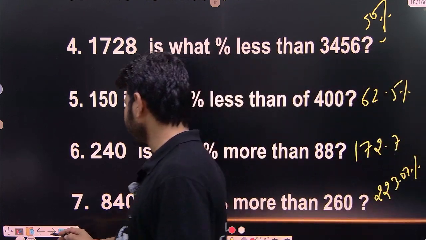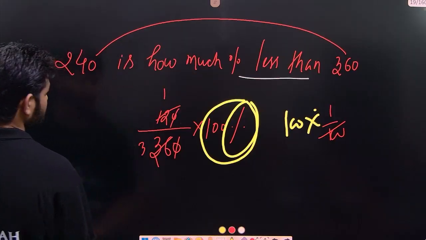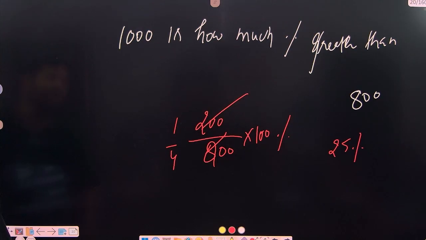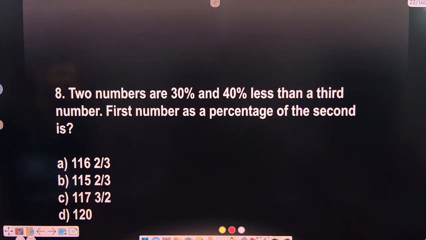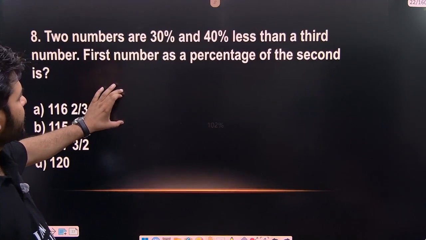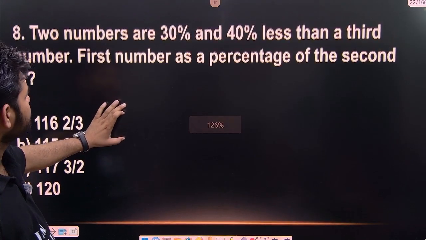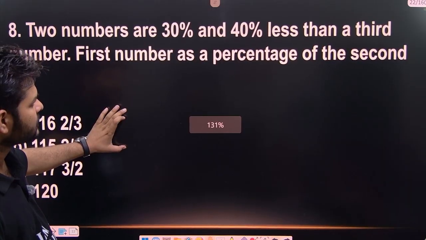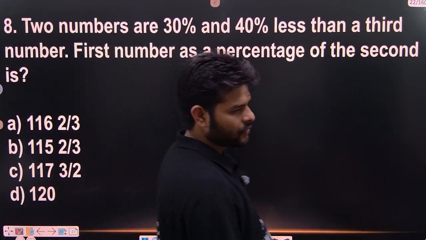Let's do some other type of question. Now the next sheet is, guys, take your time, at least 30 seconds, and try to solve this question. How can we solve this question?